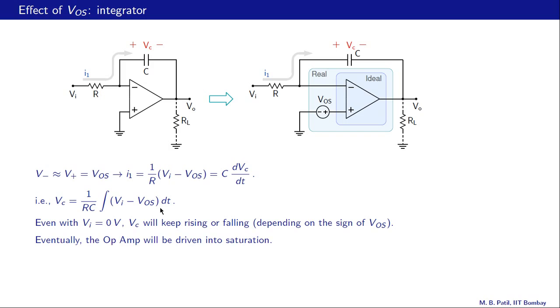And now there is a problem. Let us consider the simple case when Vi is 0. What do we get then? We get Vc equal to 1 over RC integral of minus Vos dt, where Vos is a constant voltage, however small. Now because of this relationship, Vc will keep on rising or falling, depending of course on the sign of Vos, and eventually the op-amp will be driven into saturation.